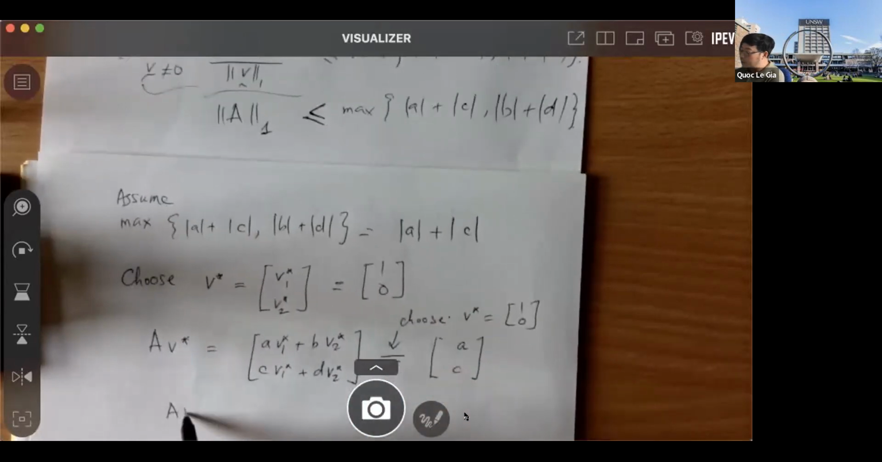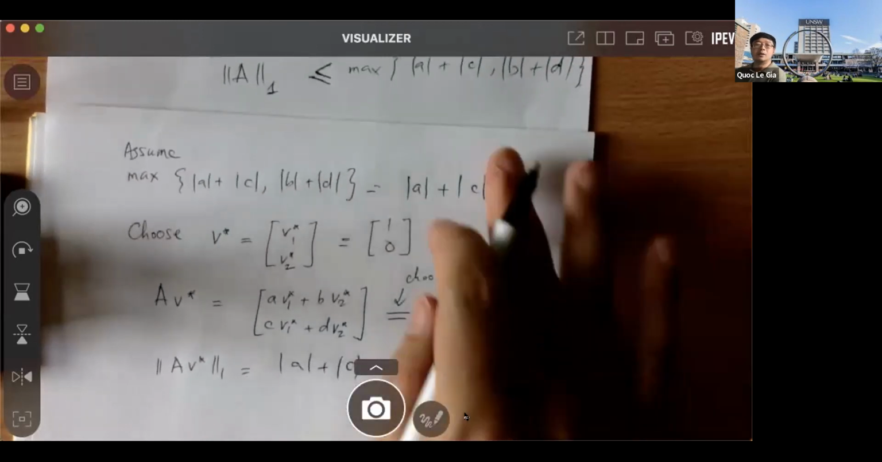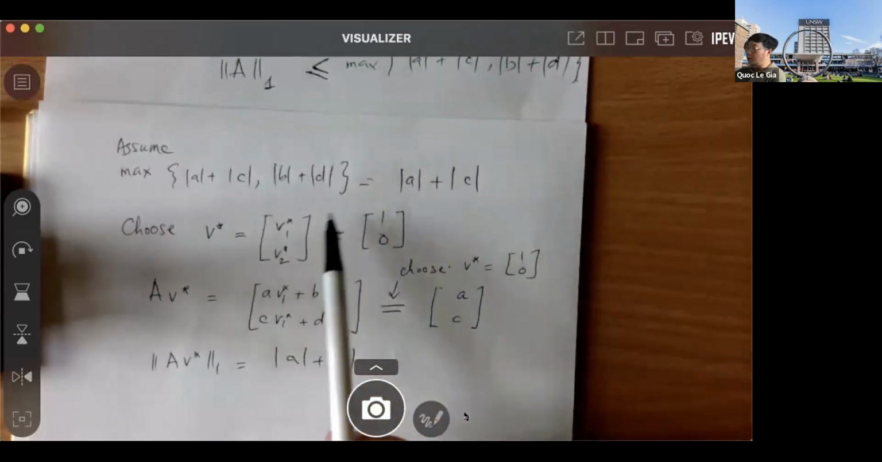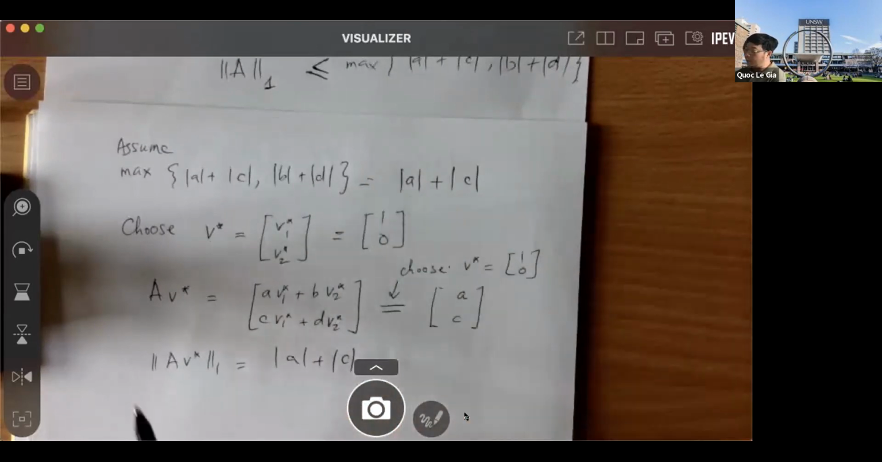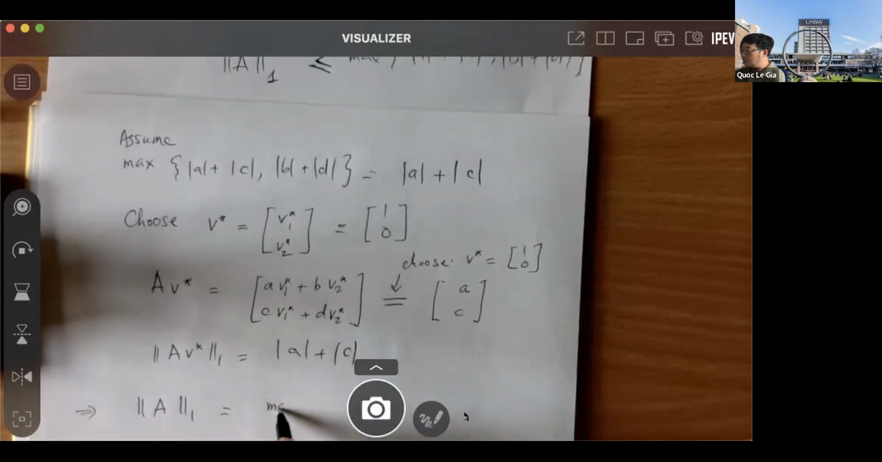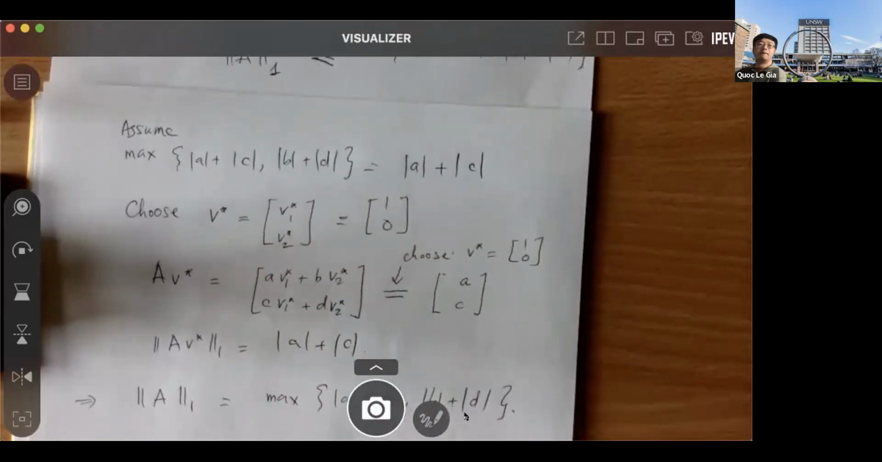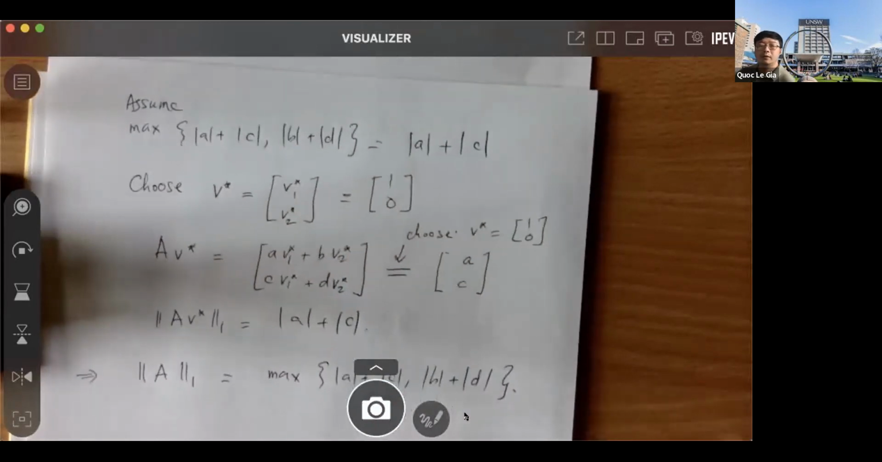And then AV star, take the one norm, it just equals A plus C. So you see, equality occurs. You can choose V star so that equality occurs. Therefore, you can conclude that the one norm of the matrix A is equal to max of A plus C, B plus D. Okay, so that is how you prove it.